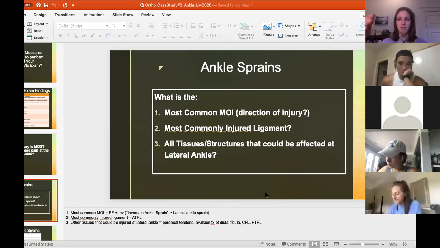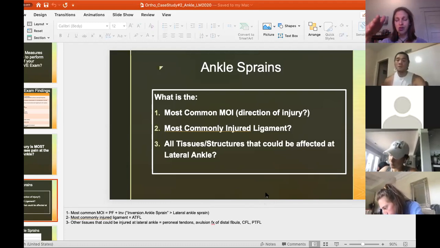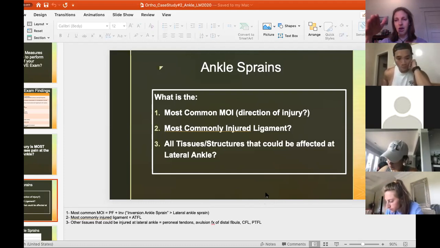Plantar flexion and inversion. So an inversion ankle sprain, most common ankle sprain, and the most commonly injured ligament is on that lateral ankle. As that ankle comes in, it's going to stress the lateral structures, and ATFL, anterior talofibular ligament, is going to be the most commonly injured. The other structures that could be affected of the lateral ankle are peroneals, that tip of the lateral malleolus. Sometimes you'll get an avulsion fracture off of the fibula there distally if it's a severe enough ankle sprain.